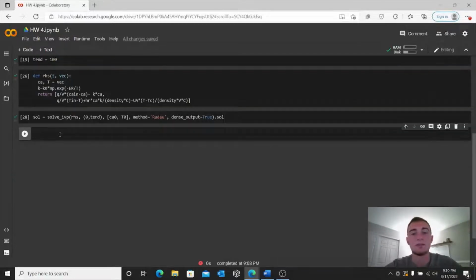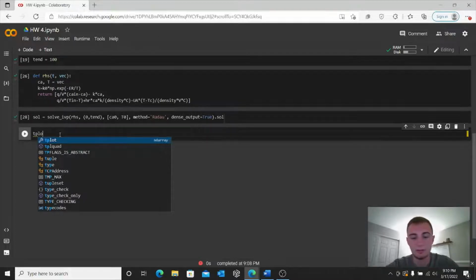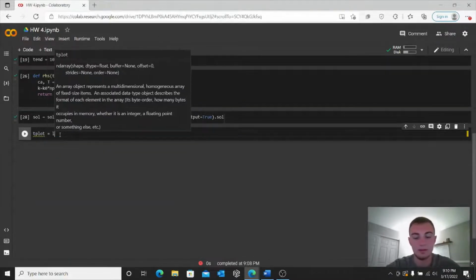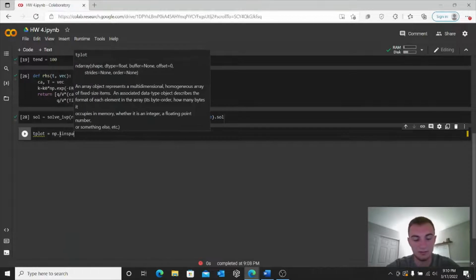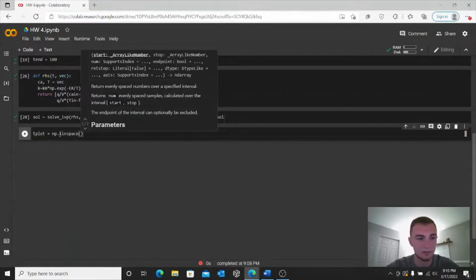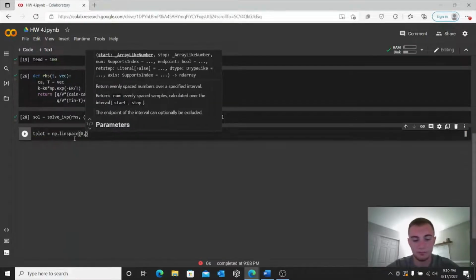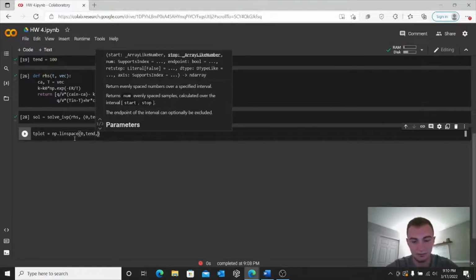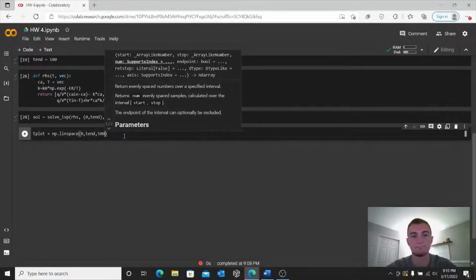The first thing that we need to do in order to make plots for our simulation is to set up a dummy variable that will allow us to linearly space out our points on a plot. So if we create a dummy variable, tplot, and set this equal to np.linspace, which will linearly space out our points, we'll start from 0 and go to tend, and we'll plot 500 points.